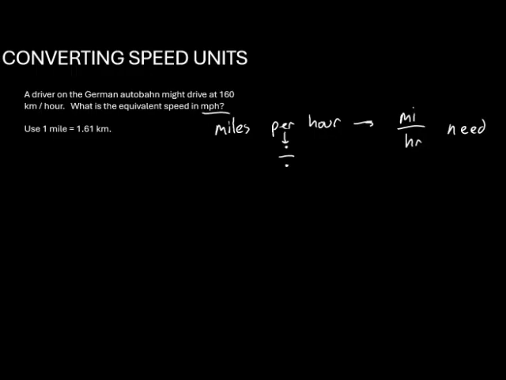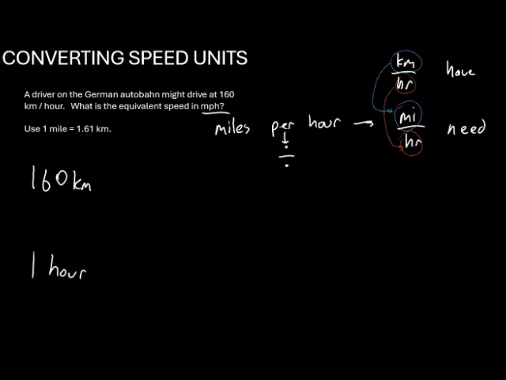But let's look at what we have. We have kilometers over hours. So notice that we already have hours on the bottom, and so we won't need to make any changes on the bottom. But on the top we'll have to change something. We'll need to go from kilometers to miles. The information that we're given says 160 kilometers per hour, which means we're going 160 kilometers if we drive for an hour.